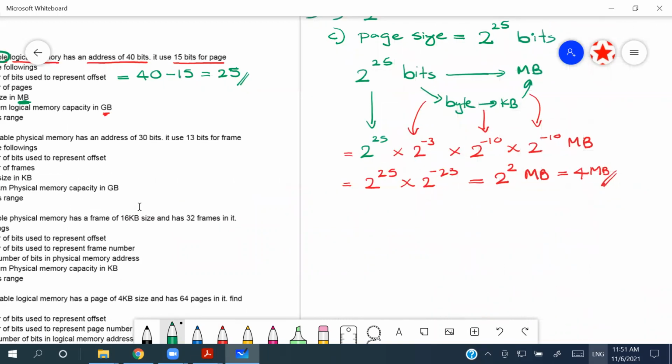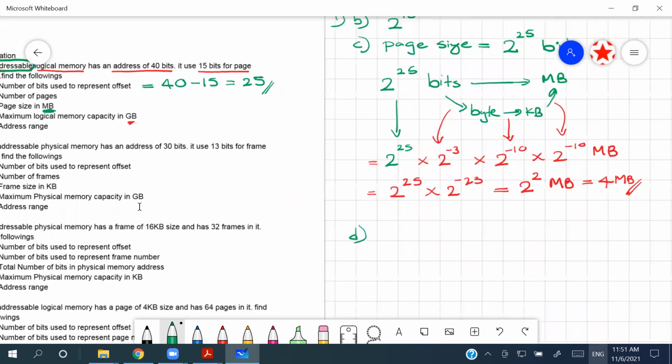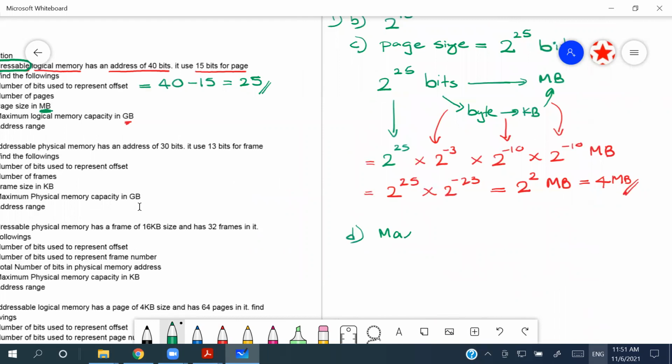So for part D, it says maximum logical memory capacity. I write it in short form since I do not have much room. I can take it as 2 to the power 40. The unit becomes bits. Why? Because the memory is bit addressable.